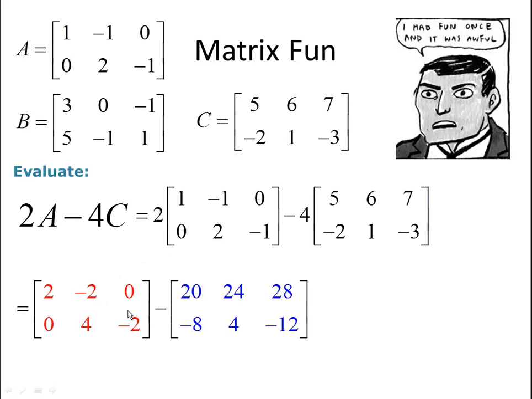And so that's what I have. In red here is my result of multiplying the A matrix by 2. And then the result I get when multiplying the C matrix by 4. Now we're ready to subtract. 2 minus 20, negative 2 minus 24, negative 2 minus negative 12. That's really a positive 12 kind of idea. Each of the elements we're matching up and doing the subtraction. And this is what I get.